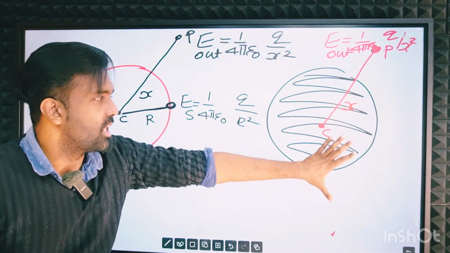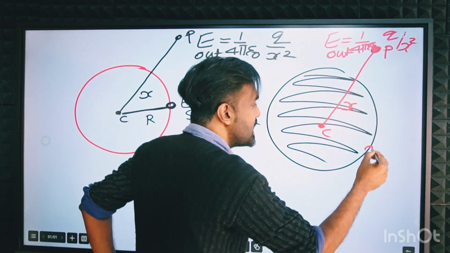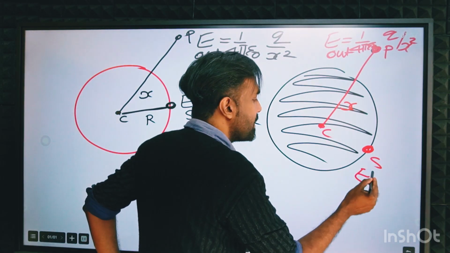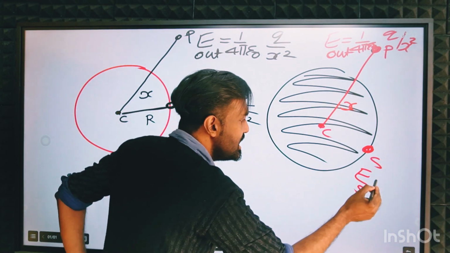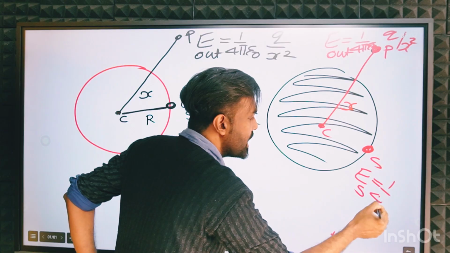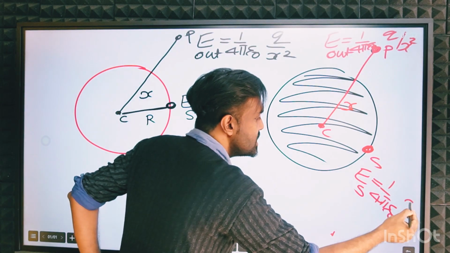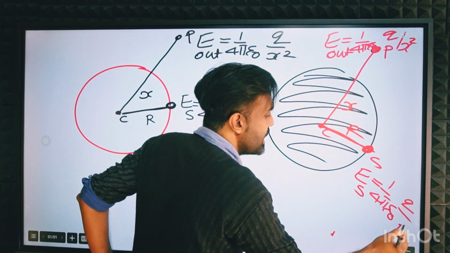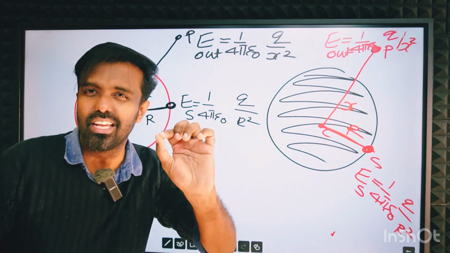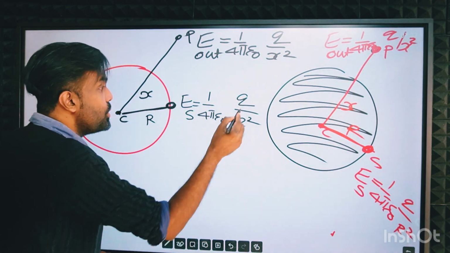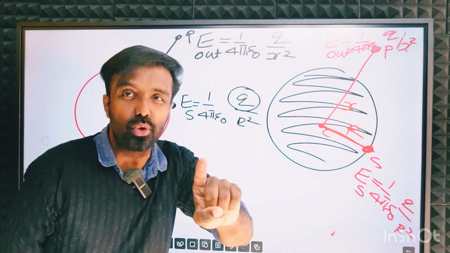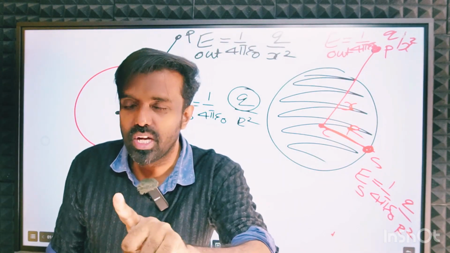The same thing is applicable here also. When the point comes on the surface of the sphere, the electric field intensity is represented as ES, which is 1 by 4 pi epsilon 0 charge divided by r square, since the distance is the radius. That's the thing. It's very simple. And one more thing, if you are providing the value of Q here, we already studied the value of Q.